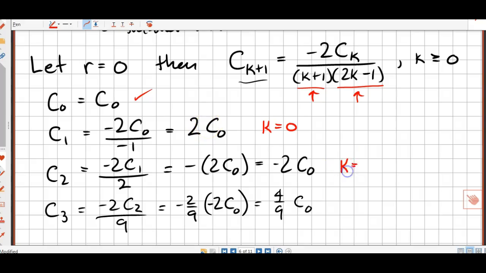All right, so if we let k equal 1, you can go through and do the arithmetic. We'll get negative 2 times c sub 0. If I let k equal 2, we'll end up with 4/9 c sub 0. And we could keep going, but we've got like 3 terms here. So let's write what solution we get from this value of letting r equal 0.